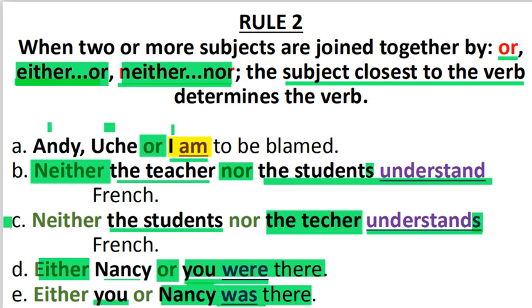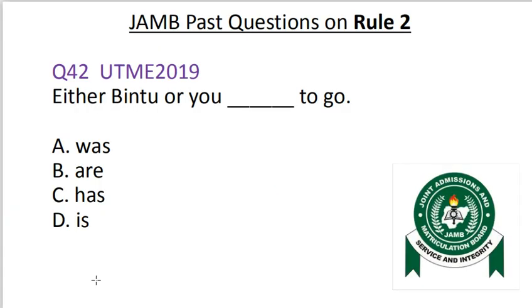Let's see some related JAMB past questions. The first question here is question 42, UTME 2019. Either Ben Tu or you dash to go. A was, B are, C has, D is. Looking at this structure, normally, if you want to make this sentence with only Ben Tu, it's going to be Ben Tu is to go. And if it is only you, it's going to be you are to go.